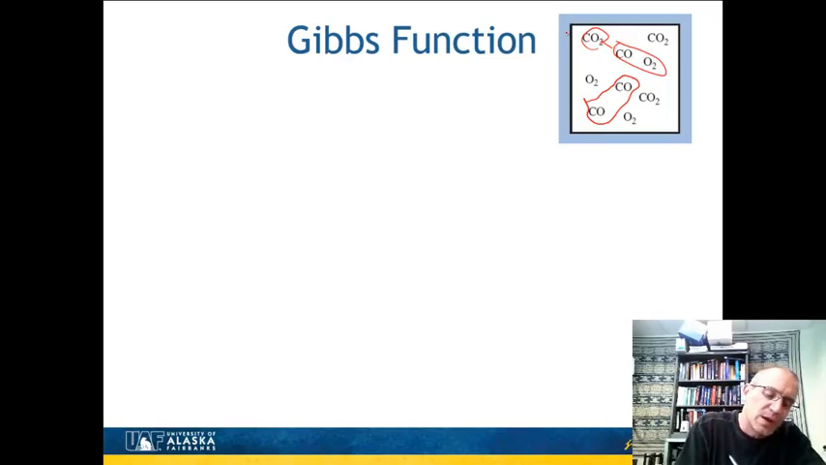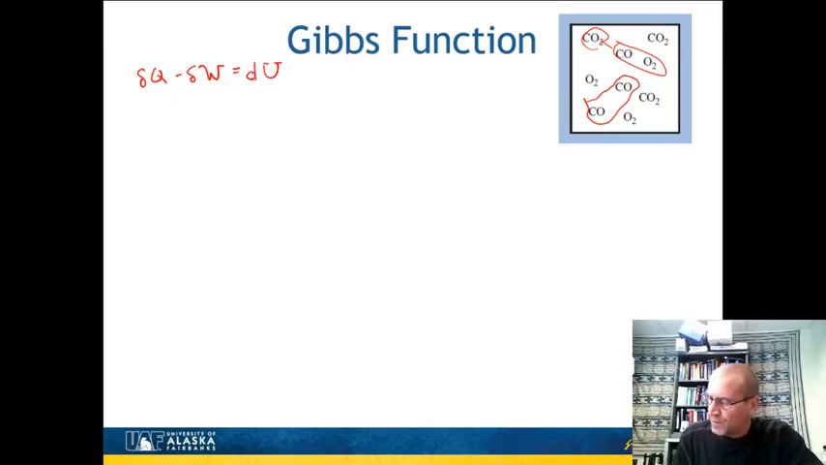So first of all, let's look at this system right over here and write down the first law energy balance for it. Imagine we have some small amount of heat, del Q. It might do some work. We'll have the system doing work, so I'll write minus del W. And that would be equal to the change in internal energy of my system.